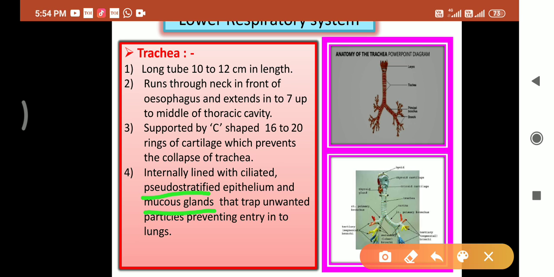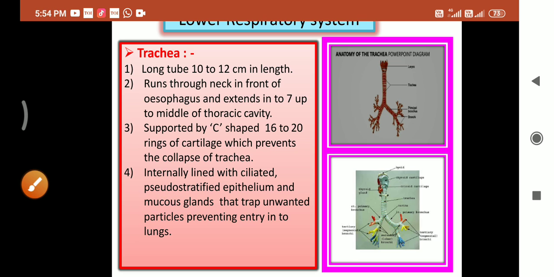That secrete the mucus. Okay, when you are having some problem, an asthmatic problem or allergic problem. Okay, so in that time, and you are suffering from cold. How this cold, what happening in a cold?